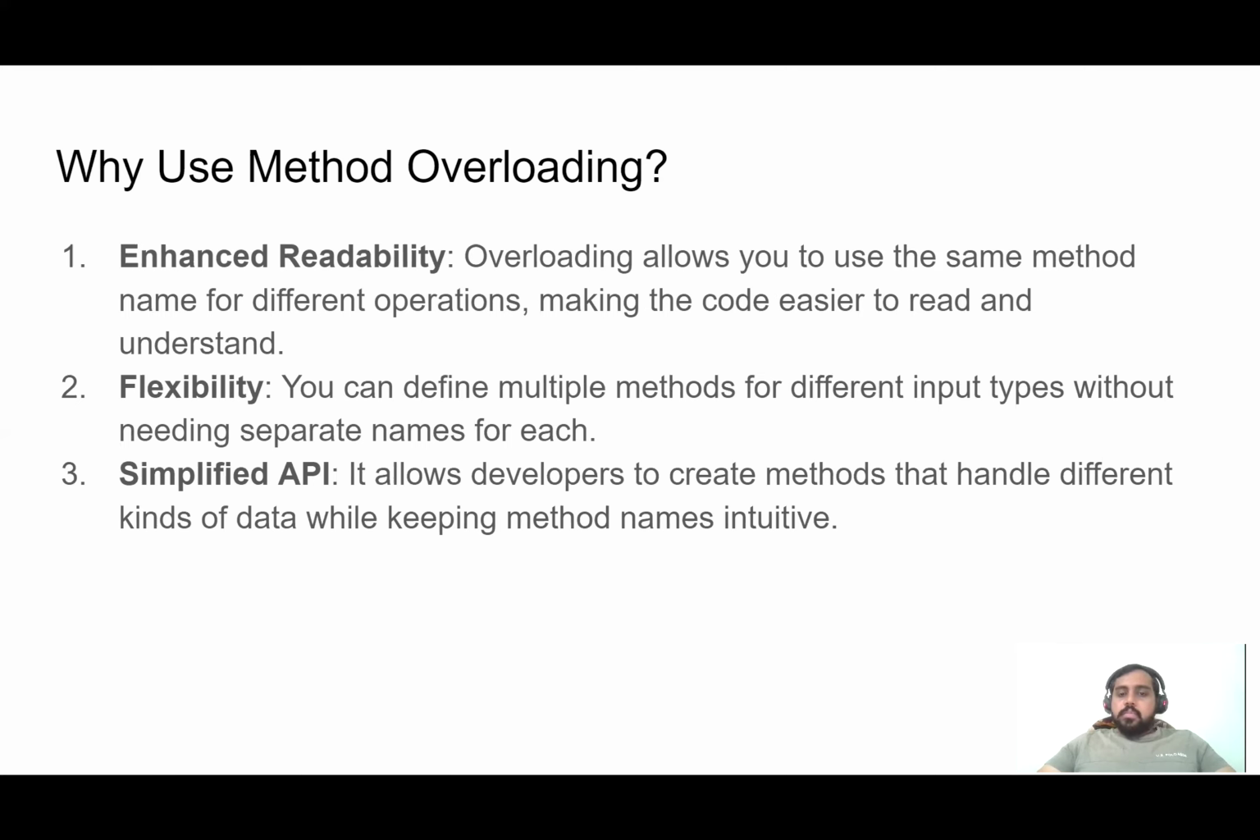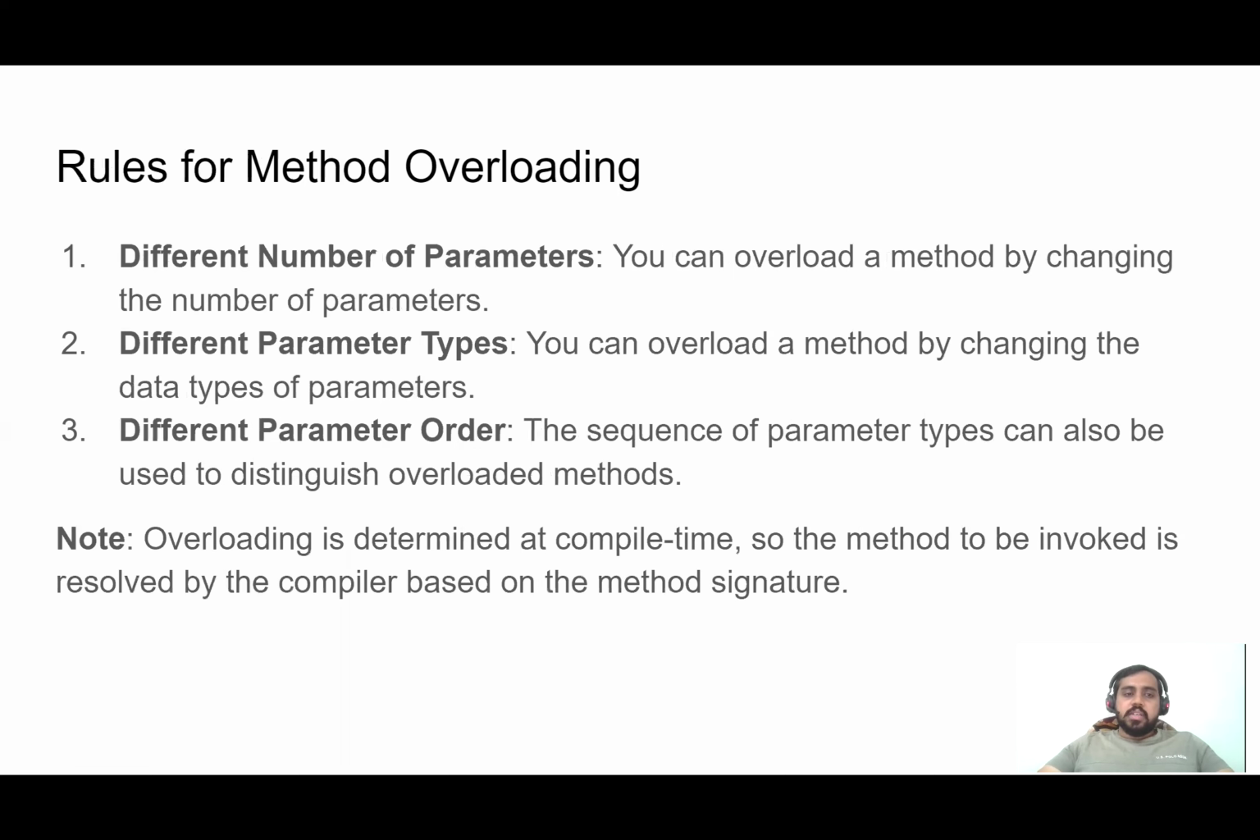It allows developers to create methods that can handle different kinds of data while keeping the method name intuitive. If we get different types of data, we are able to handle it, but the method name should be the same, because a method name is used everywhere, right? So that's the reason. And readability will also be increased.